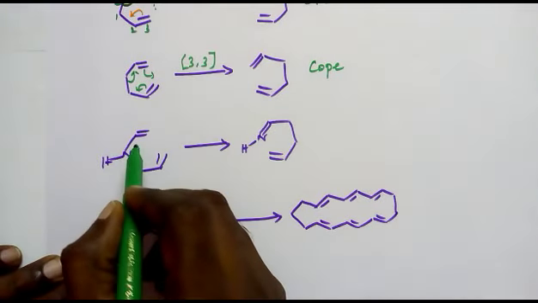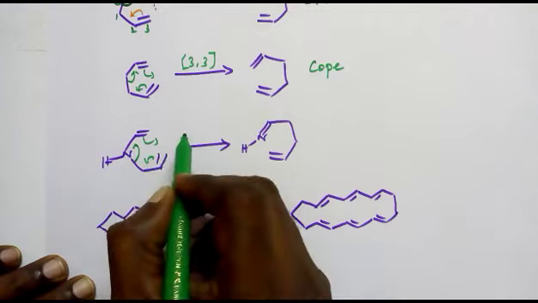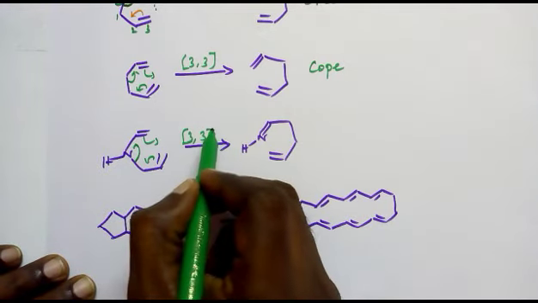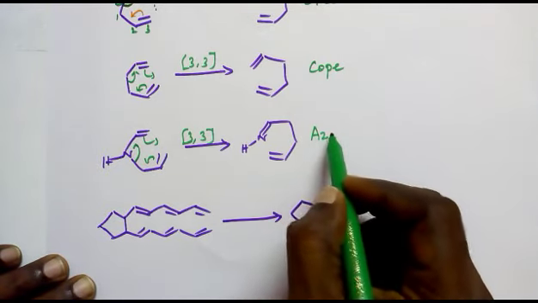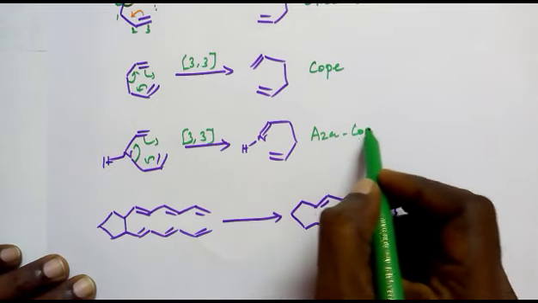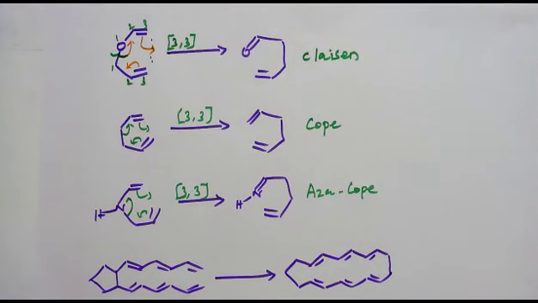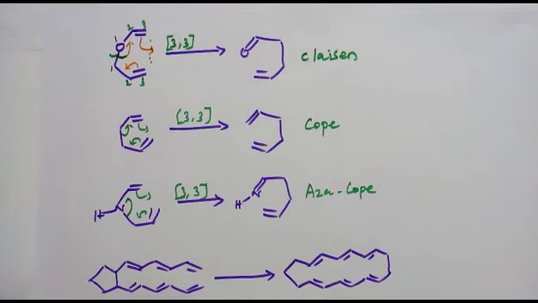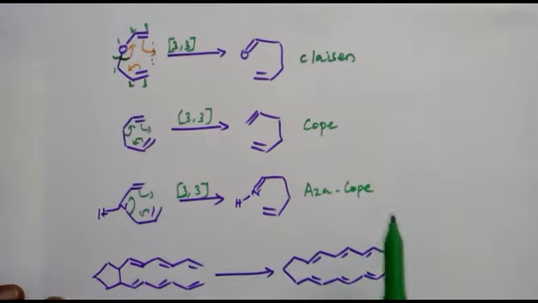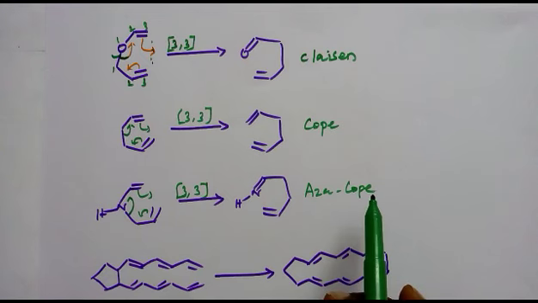This is also a 3,3 sigmatropic rearrangement. This reaction is called the Aza-Cope rearrangement. Remember all these three reactions, Claisen rearrangement, Cope rearrangement, Aza-Cope rearrangement, all are important. Several times they have been asked in the PGTRB exams in the past. Okay, 3,3 sigmatropic rearrangements. Please remember. And please remember that these reactions go through a cyclic transition state, a 6-membered cyclic transition state.